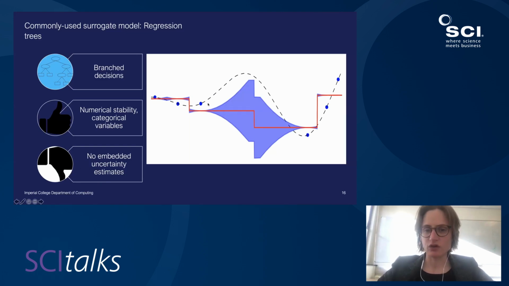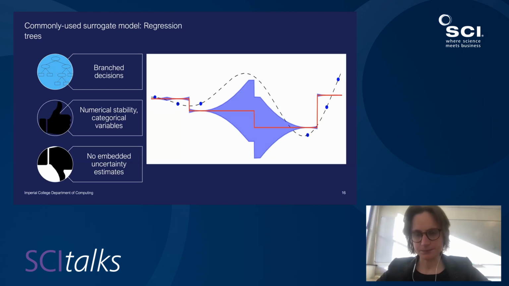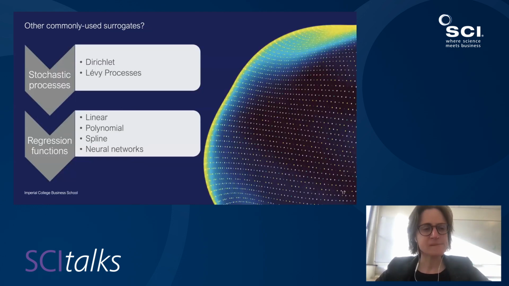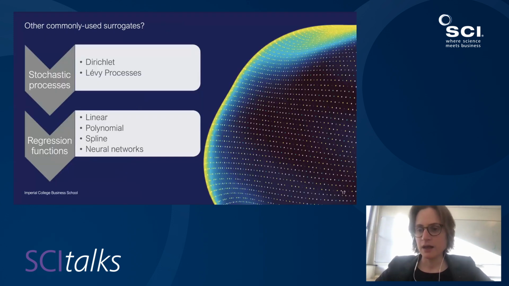So I have a little picture here showing how I might have uncertainty based on distance that may or may not be useful depending on the particular application. Okay. There's lots of others of these surrogates. A lot of them are very common. There are stochastic processes, there are regression functions. There's a ton of research into people thinking about what is good when, and it's a fun area to get to be in as a researcher.